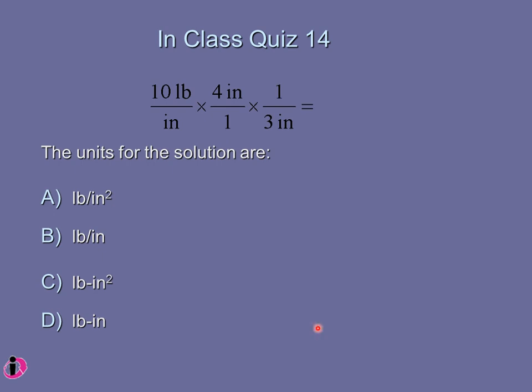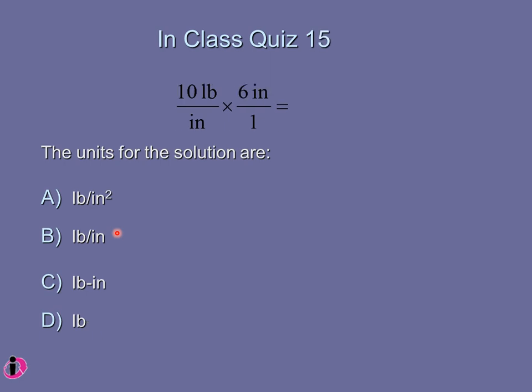Okay, so pound will be there, but inch and inch get cancelled. One of the inch, no matter which one. So at the end, you'll be left with 1 pound at the top and 1 inch at the bottom. So it will be pound over inch, which is B, right?